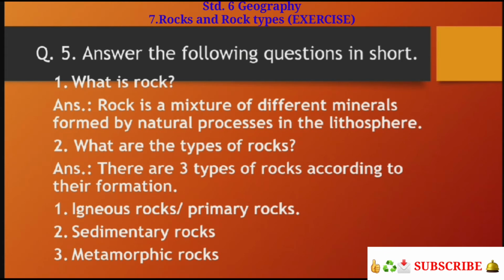Students, the second question is, what are the types of rocks? The answer is, there are 3 types of rocks according to their formation. 1. Igneous rocks or primary rocks. 2. Sedimentary rocks. 3. Metamorphic rocks.